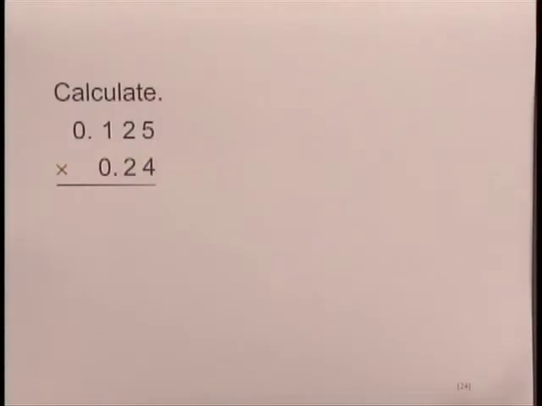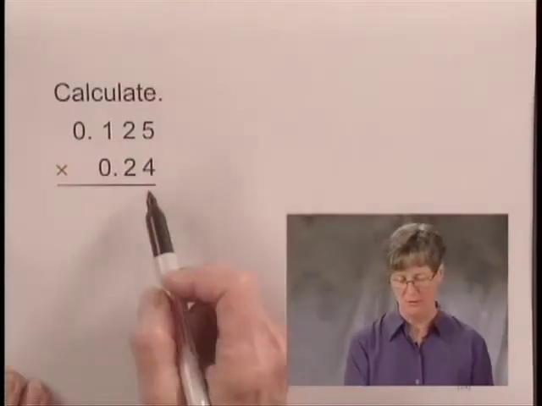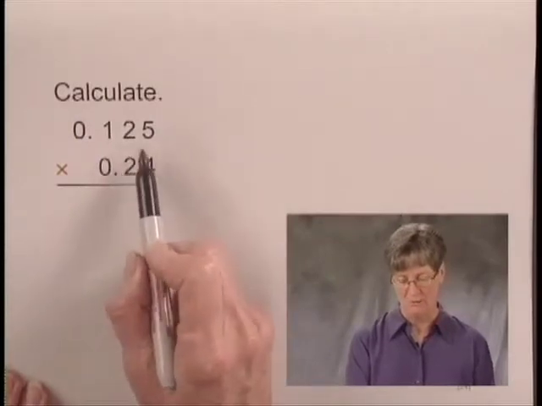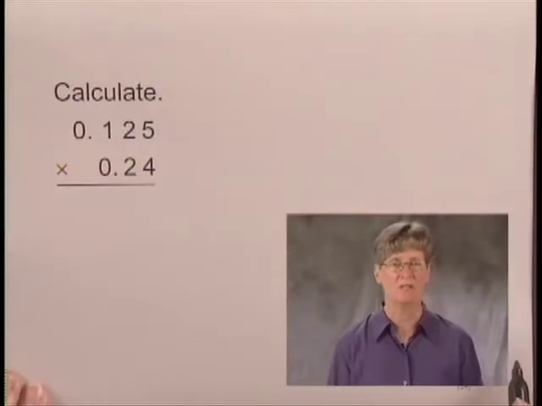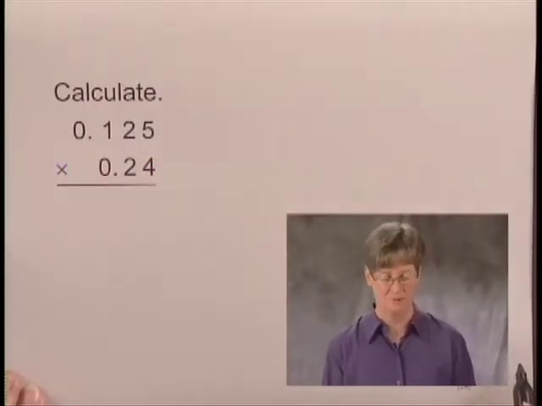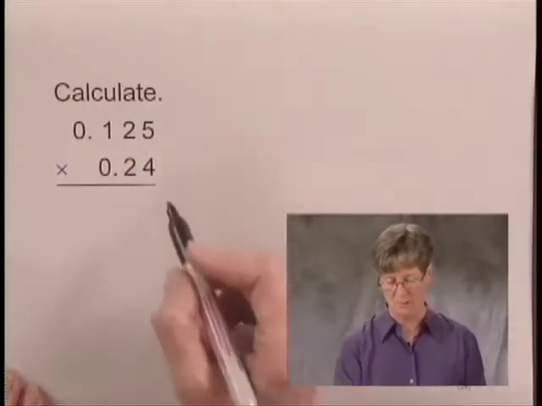We'll multiply numbers written in decimal notation. We'll find the product 0.125 times 0.24. The first thing I'm going to do is notice that there are 3 decimal places in the first number and 2 decimal places in the second number, which tells me that my product will have 5 decimal places. Now we'll just start multiplying.